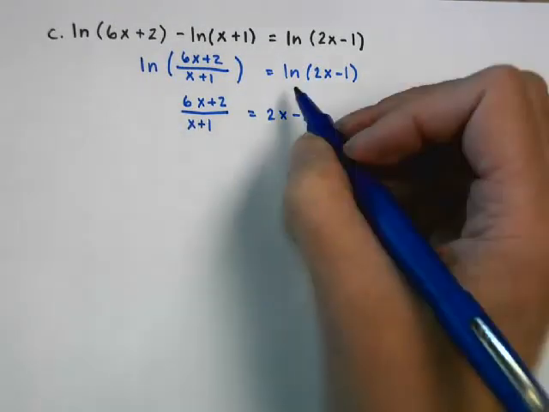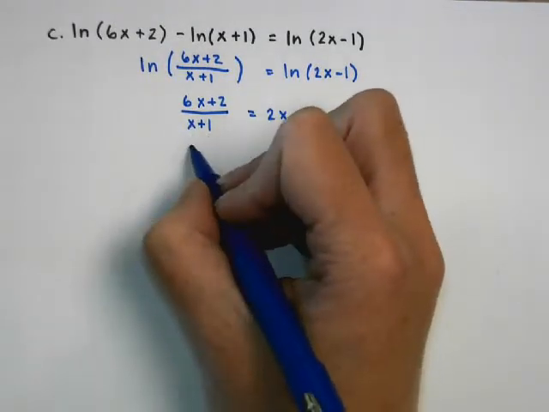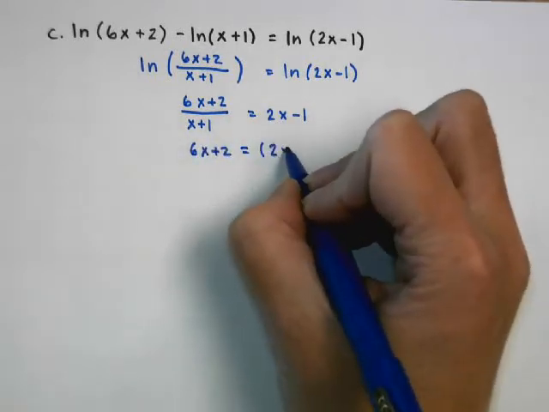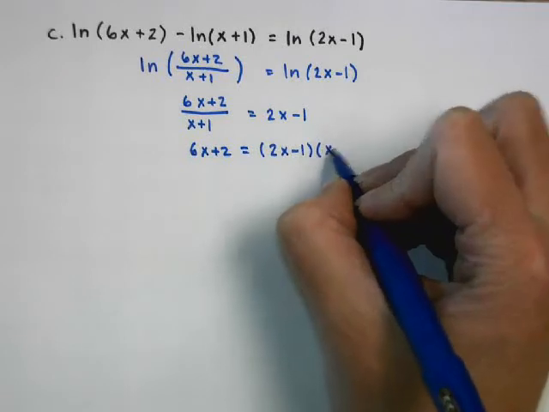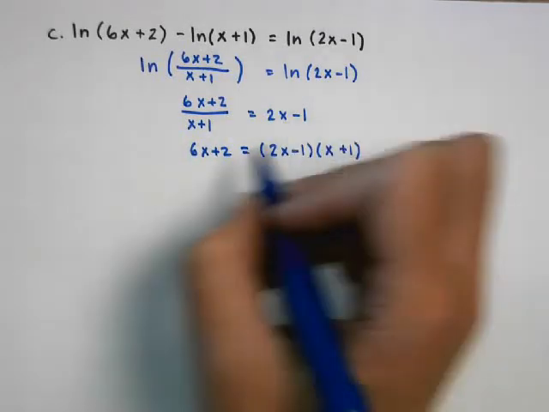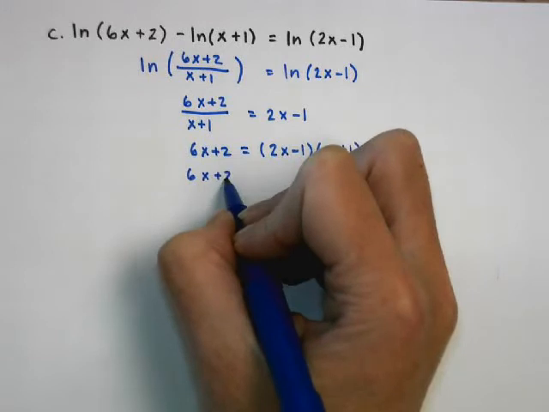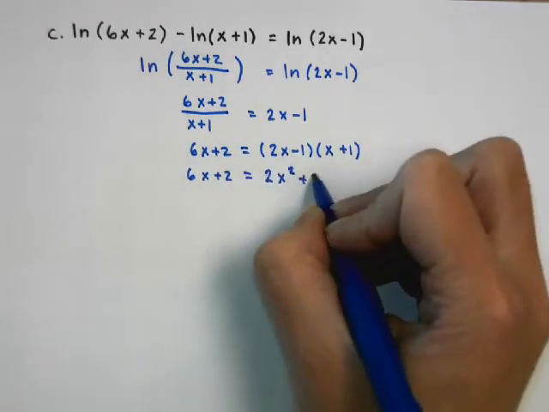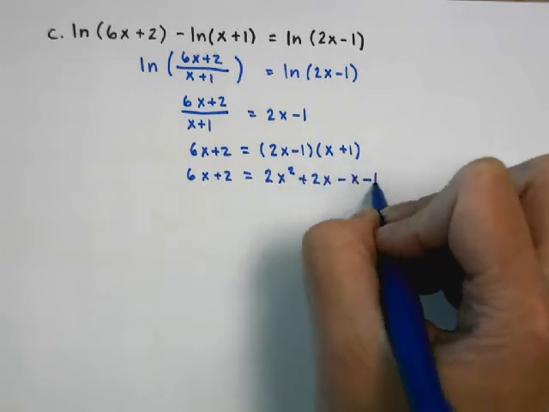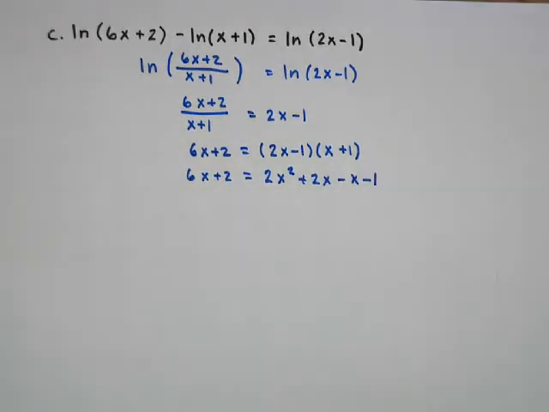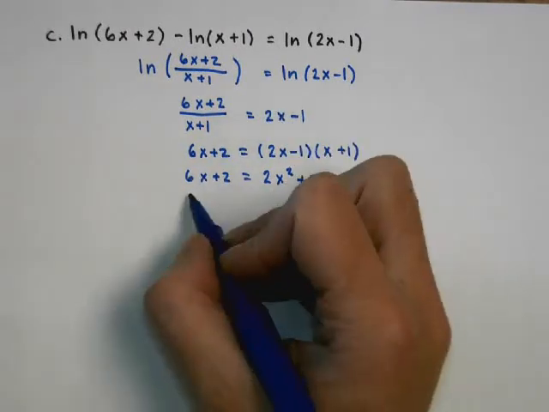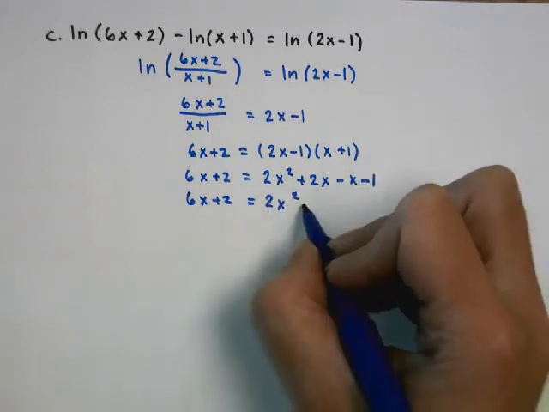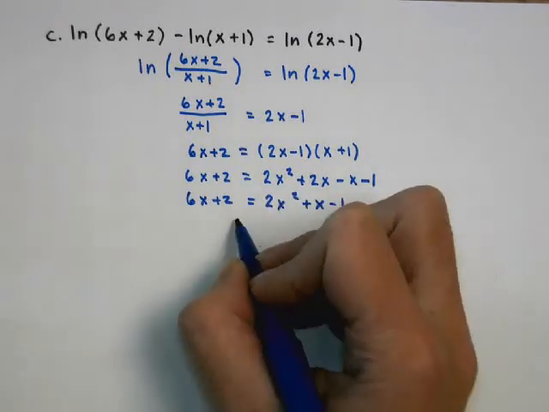Then we're going to multiply over this denominator. So this is going to be 6x plus 2 is equal to (2x minus 1) times (x plus 1). So we're going to have to FOIL there. So 2x squared plus 2x minus x minus 1. So 6x plus 2 equals 2x squared plus x minus 1.